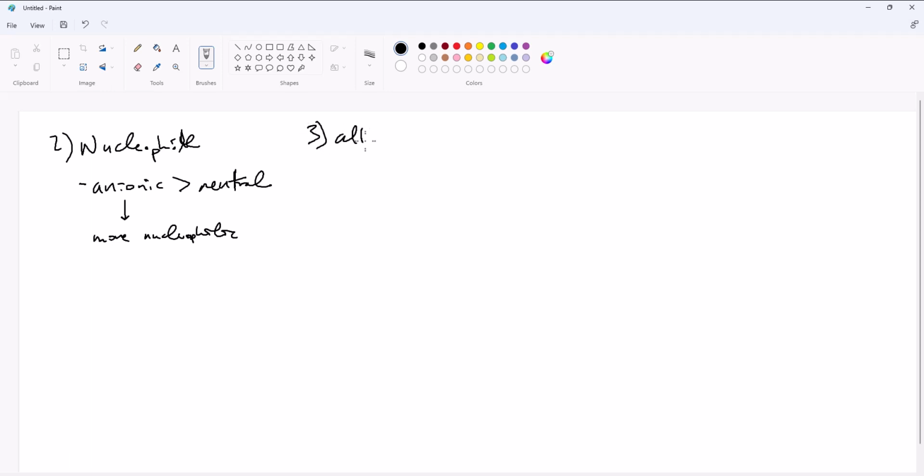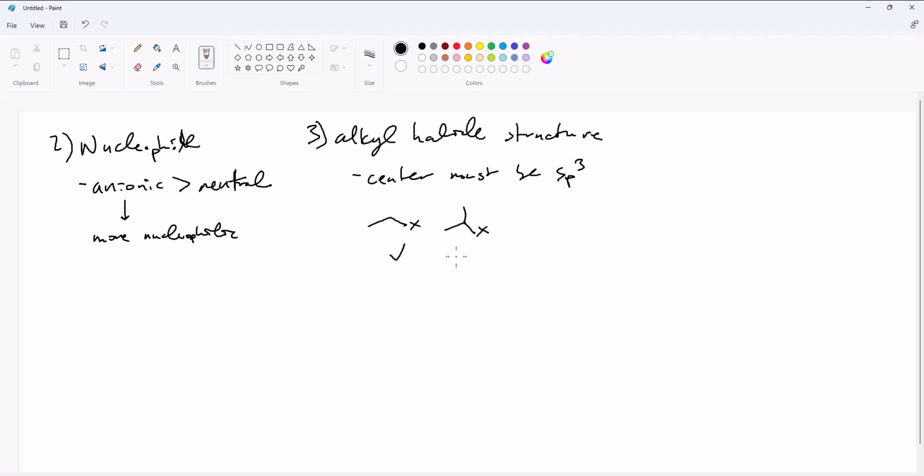So let's now talk about the alkyl halide structure. So one thing that hasn't been mentioned, but has hopefully been intuited, is that the center must be sp3. So we can have something like this, we can have something like this, but so these are good. But we can't have something like this. This would be no. This is sp2. So that's a no. That won't do nucleophilic substitution.